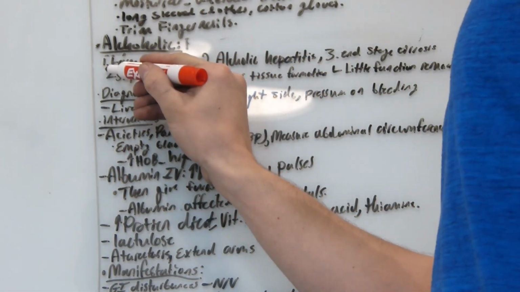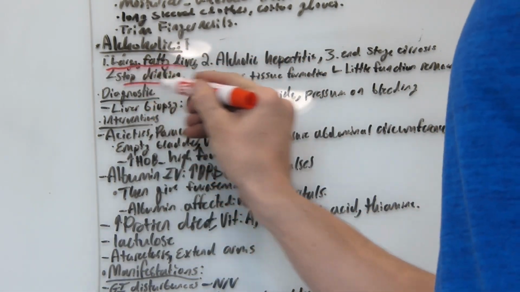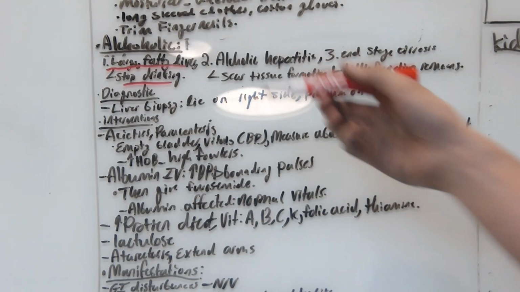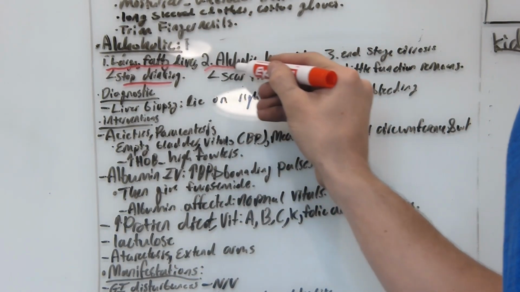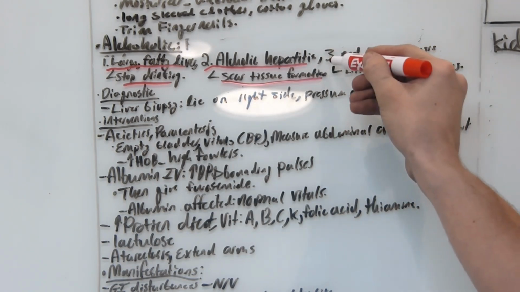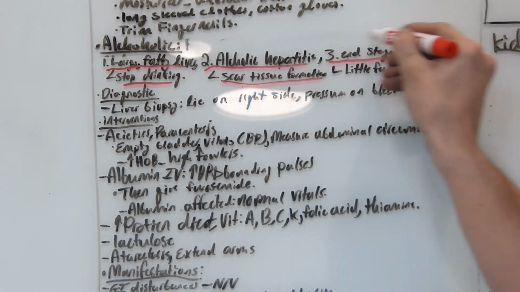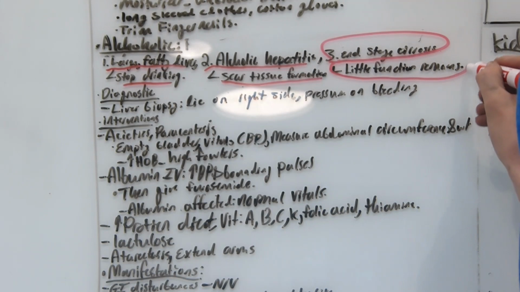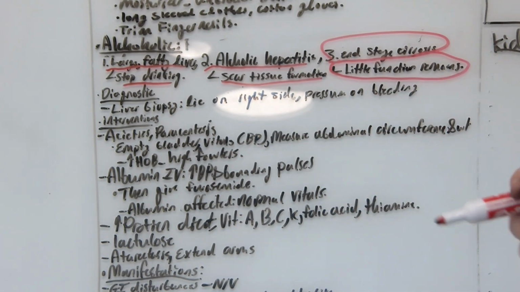We're talking about a large fatty liver in the first stage. So we need to get them to stop drinking. The second stage of alcoholic cirrhosis, we have alcoholic hepatitis. And with that, we got scar tissue formation. In the third stage, which is the end stage of cirrhosis, we're going to have little function of the liver remaining. Probably going to need a liver transplant.